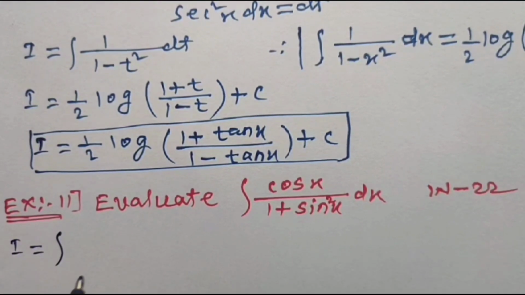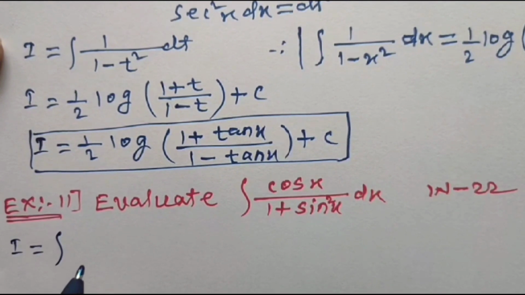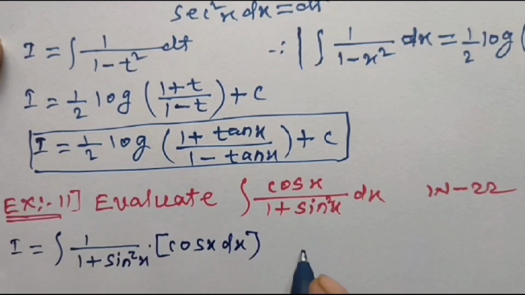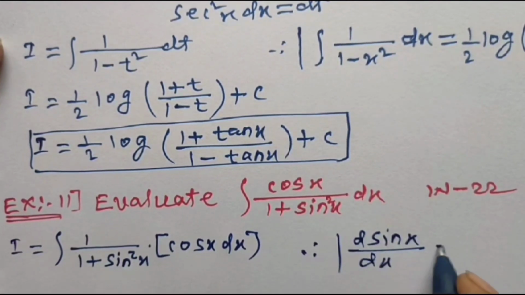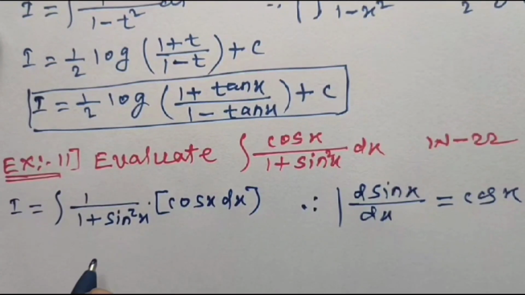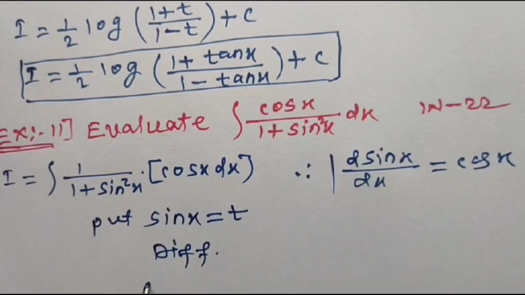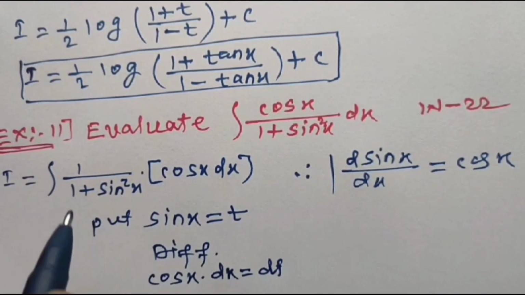I is equal to, the derivative of sin x is cos x, so you can club cos x with dx. So 1 upon 1 plus sin square x into bracket cos x dx, since the derivative of sin x with respect to x is equal to cos x. So here put sin x is equal to t, the new variable t. Differentiate this. The derivative of sin x is cos x, so cos x dx is equal to dt. Replace this bracket by dt and sin x by t here.